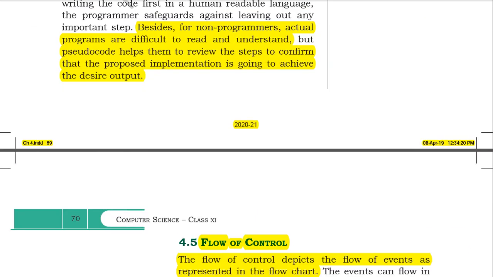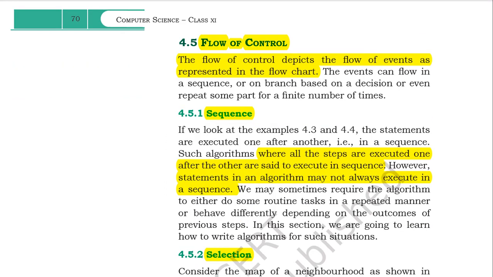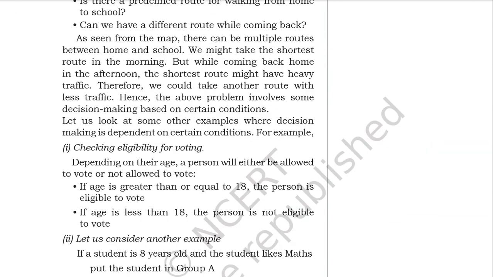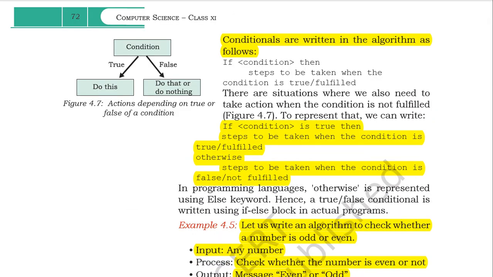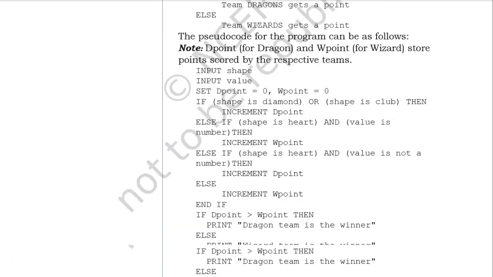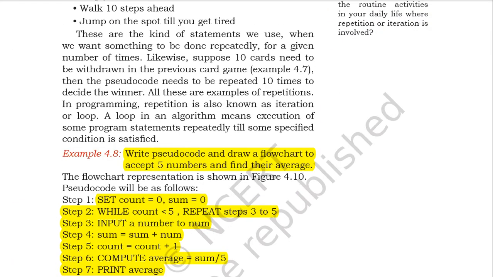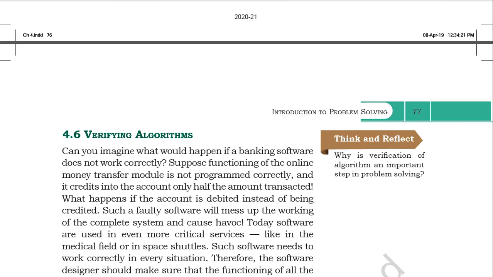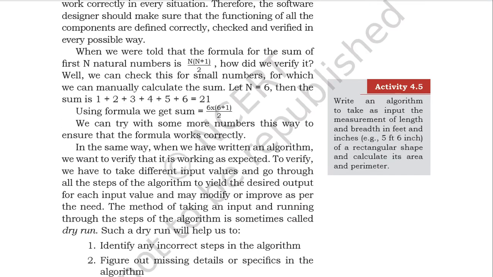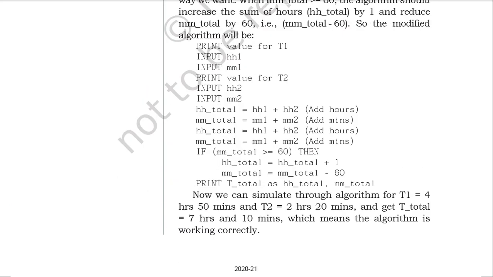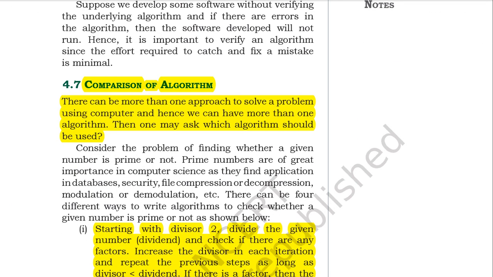Benefits of pseudocode are also given here. Then flow of control depicts the flow of events as represented in the flowchart. It may be sequential, selection, or conditional, and all these things are discussed in detail here. And then comes repetition. Then pseudocode and flowchart again. After that, how to verify an algorithm. This is your homework. You will go through this section, and then the vital part is here, comparison of algorithms.